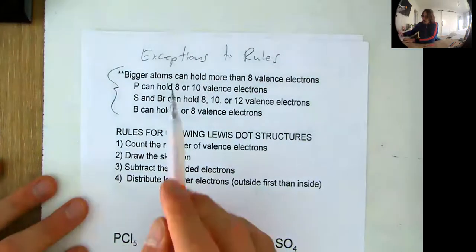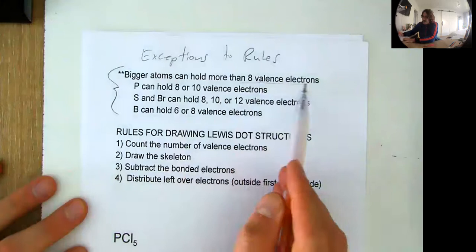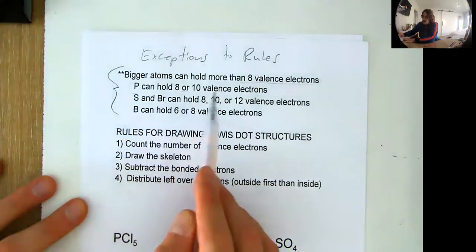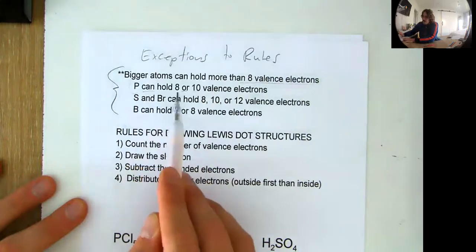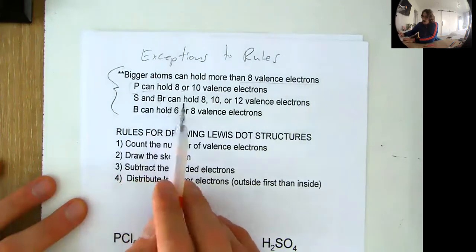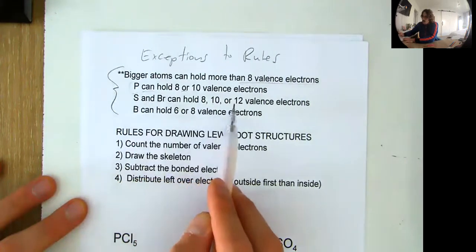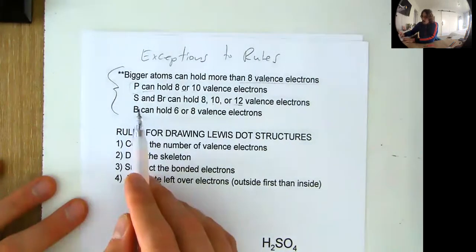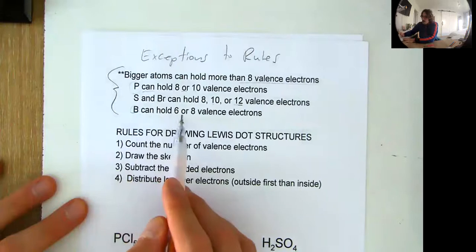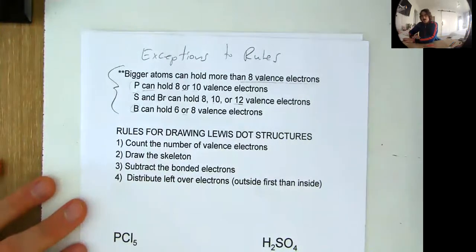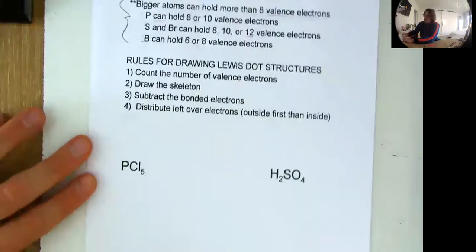The bigger atoms can hold more than 8 valence electrons. So P for phosphorus can hold 8 or 10 electrons. It can hold 8 or 10, doesn't have to. Sulfur S and bromine Br can hold 8, 10, or 12 valence electrons. Boron, B for boron, can hold 6 or 8 valence electrons. So there they are. You're going to have to pay attention to those rules when you're drawing the Lewis structure. So let's get going. Let's start talking about it.